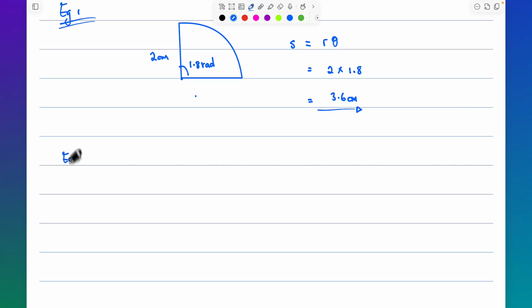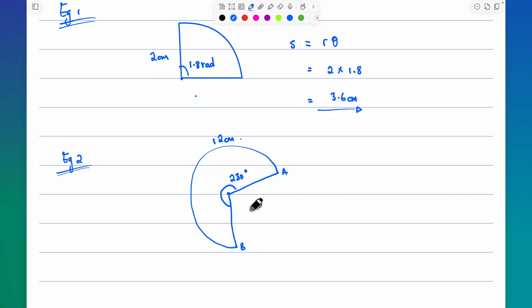Then let's go to the second example, example 2. I know this is not a perfect circle, but we have a radius over here, a radius over there, and you are told that the angle is 230 degrees. Your arc length from point A up until point B is 12 centimeters. What is the radius?